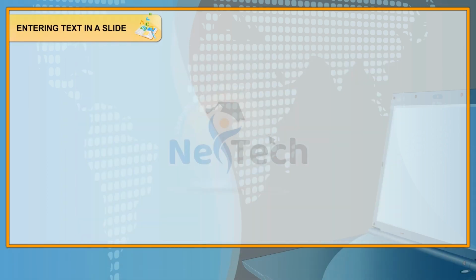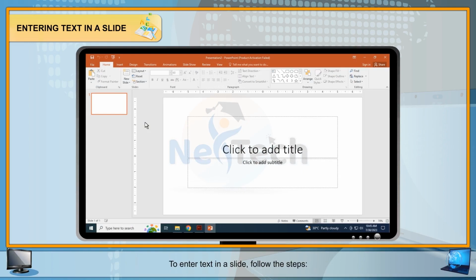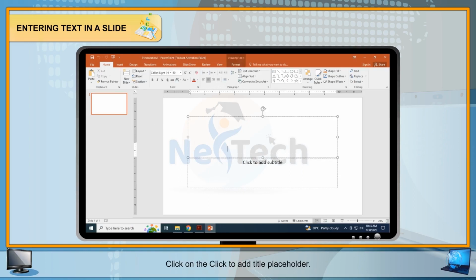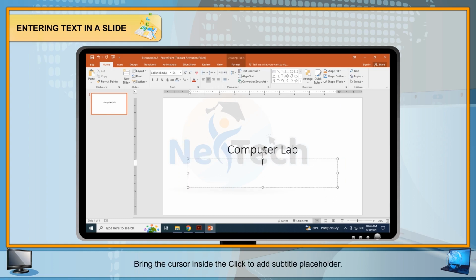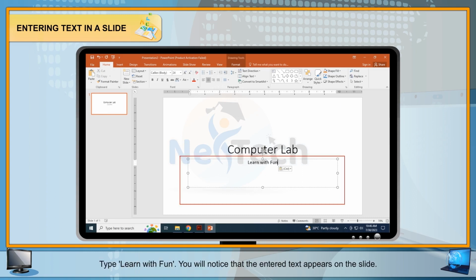Entering text in a slide. To enter text in a slide, follow the steps. Click on the Click to Add Title placeholder. The cursor appears in the text box. Type Computer Lab. Bring the cursor inside the Click to Add Subtitle placeholder. Type Learn with Fun. You will notice that the entered text appears on the slide.